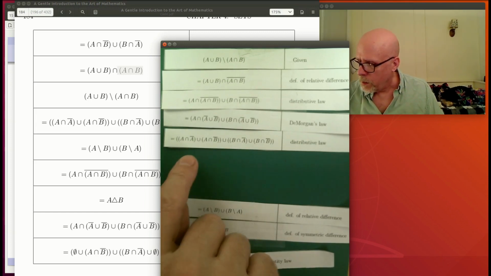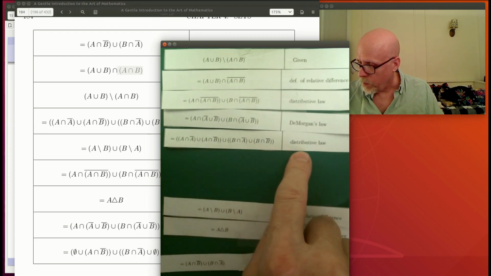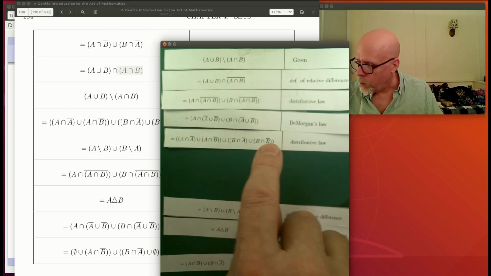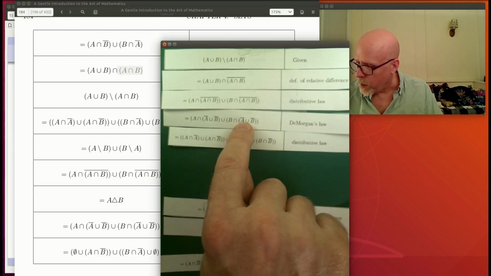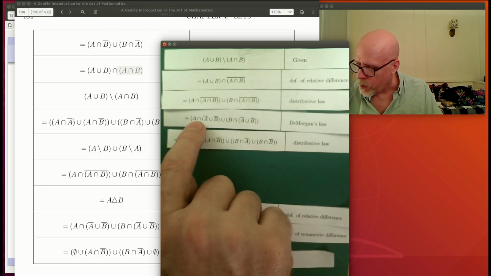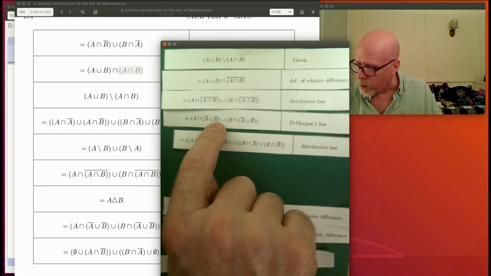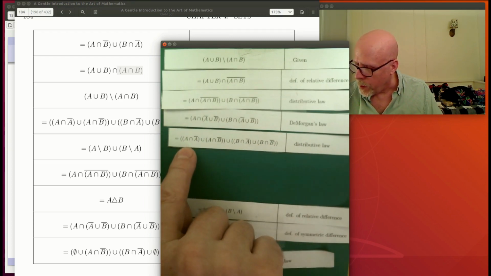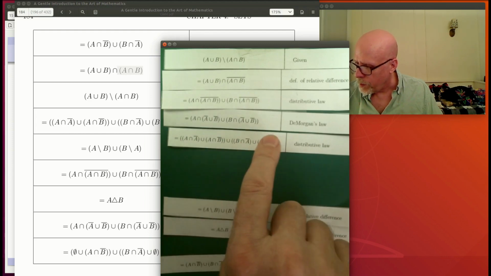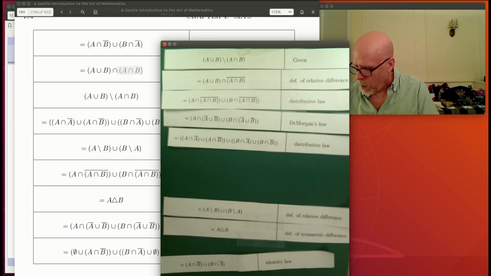Am I correct that this is the right result? There's actually 2 applications of the distributive law in here. We're distributing B across A complement union B complement, B in the intersect. We're also distributing A and the intersect across this other union. That's what we get. A intersect A complement, union A intersect B complement. But you can probably see it fine.